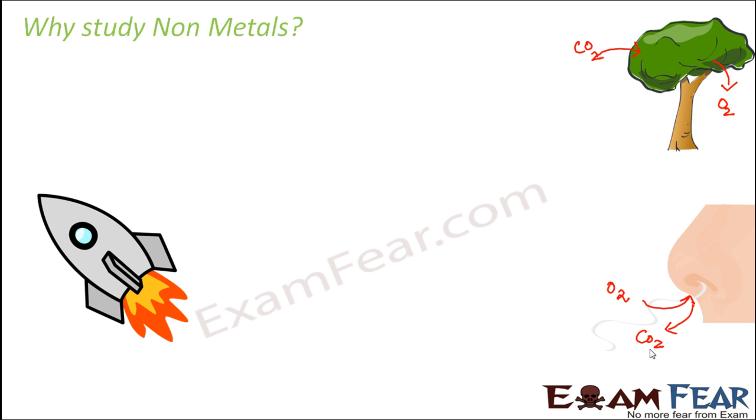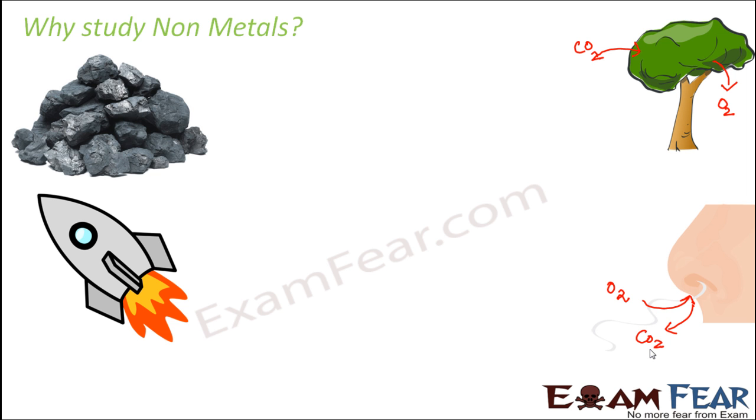Not only that, if you look at rockets, the combustion of fuel needs oxygen. So oxygen again is a non-metal. Look at the composition of air. Air contains 78% nitrogen. It contains 21% oxygen. So nitrogen, oxygen, carbon dioxide, argon, all these non-metals together form the air around us. Not only do these gases form the atmosphere, nitrogen is also very important for the growth and development of plants.